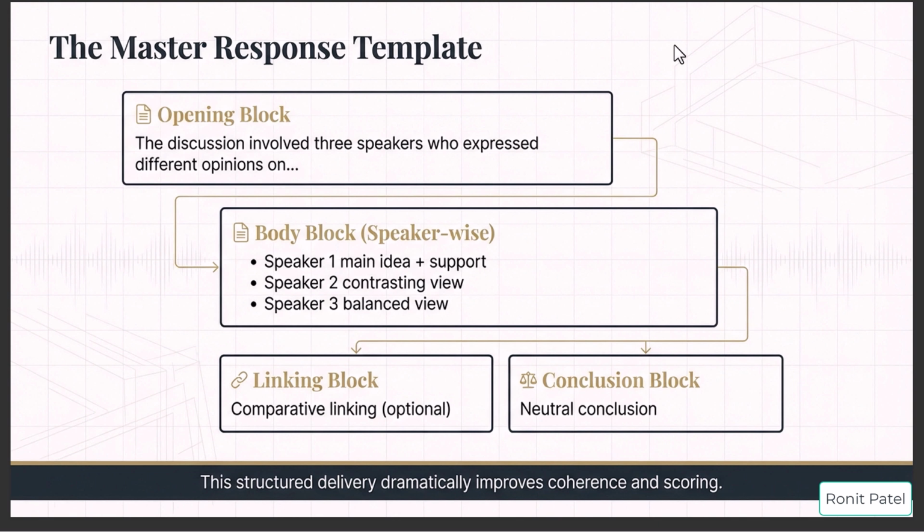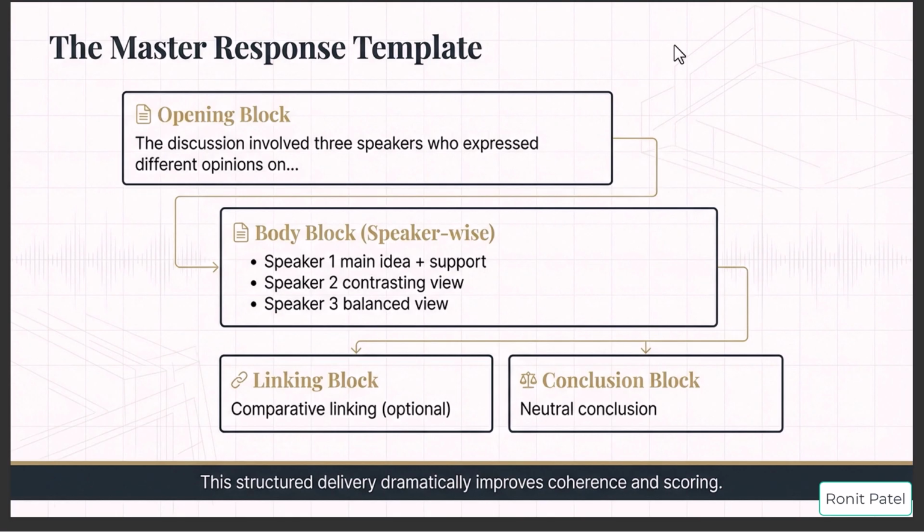Some example linking phrases: while the first speaker supported, the second opposed. In contrast to the earlier view, on the other hand, such linking phrases can be used as well. This creates cohesion glue in your response.